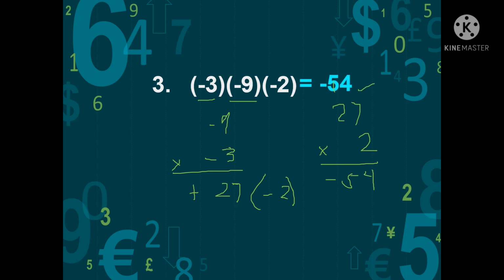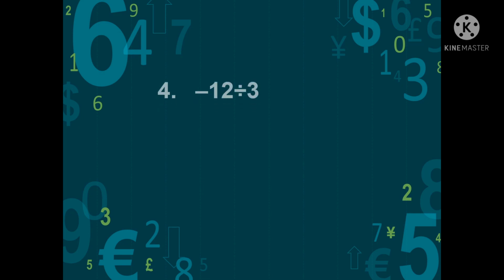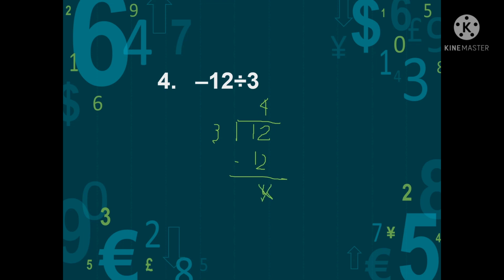So for the last one, we have number 4, negative 12 divided by 3. So applying the rules of division, we will just divide them and then give the result a negative sign because they have different signs. So just first divide them. This is equal to 4. That is 12. And that's 0. So the answer is negative 4. So let's check if our answer is correct. And our answer is correct.